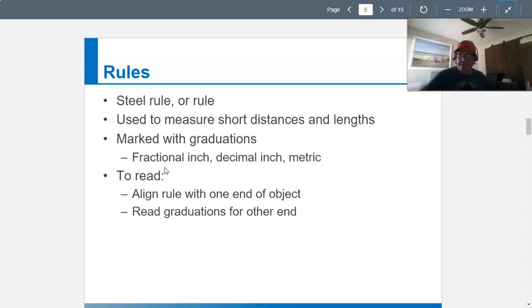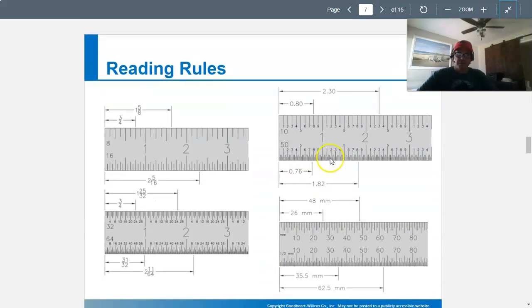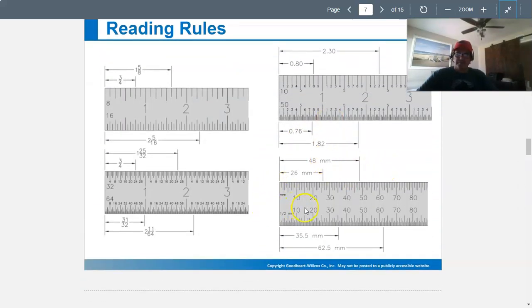And then to read it, you're going to line up one end of the object with the end of the rule. I forgot, there's a really good video that explains the end of the rule and how you can read from the end of the rule, and just reading graduations from one end to the other. These give you some examples here, and these are actually really good examples.